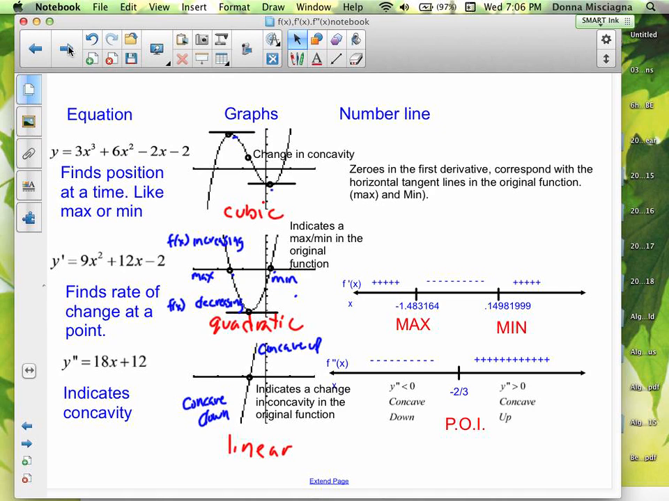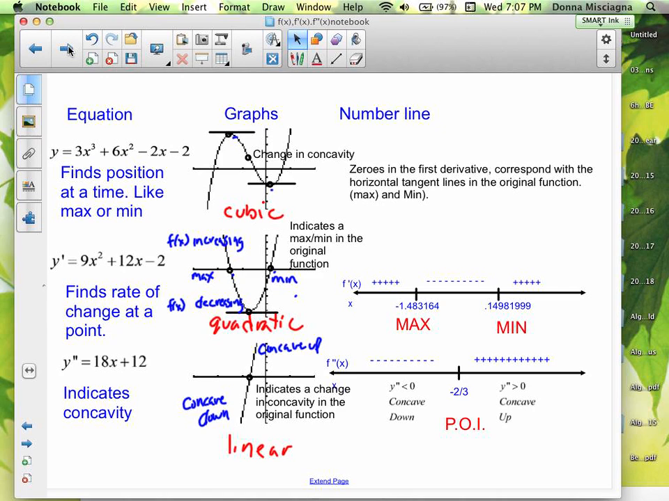If this is a position function, it would find the position at a time, like a maximum or a minimum. If you want to find a y value for a given x value, you would use your position function. This is cubic. If we look at our graph here, we have two places where we have horizontal tangent lines. It's kind of hard to tell what those are. Maybe 1.8, or negative 1.8 or so, and then maybe a fourth. But there's two places where we have horizontal tangent lines.